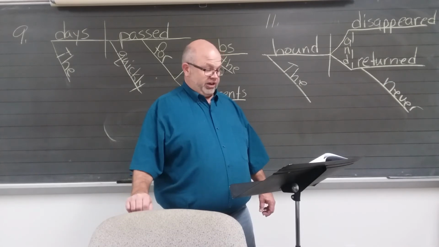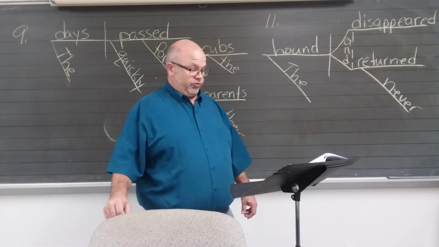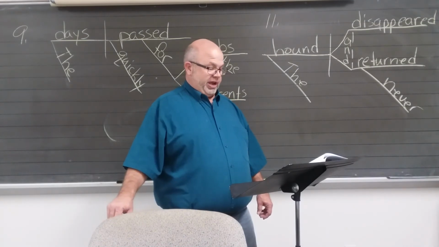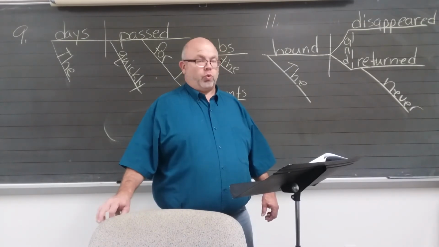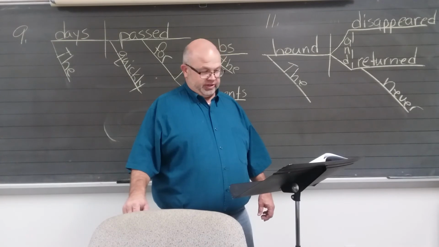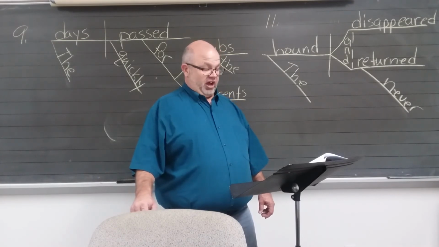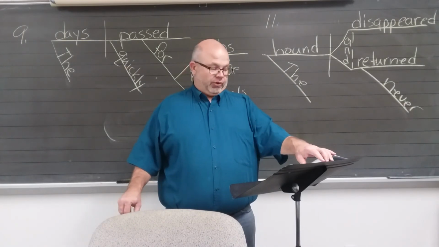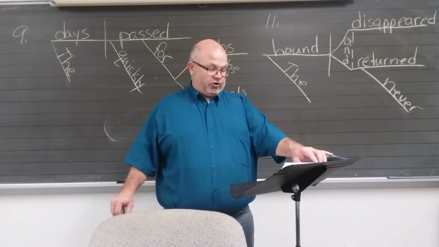Number 20, check out 20 and 22. See if you can figure those out. Jem was an honest worker. Jem was worker. Worker is predicate nominative. Jem was astonished and hurt. Those are predicate adjectives describing Jem. He was astonished, he was hurt.